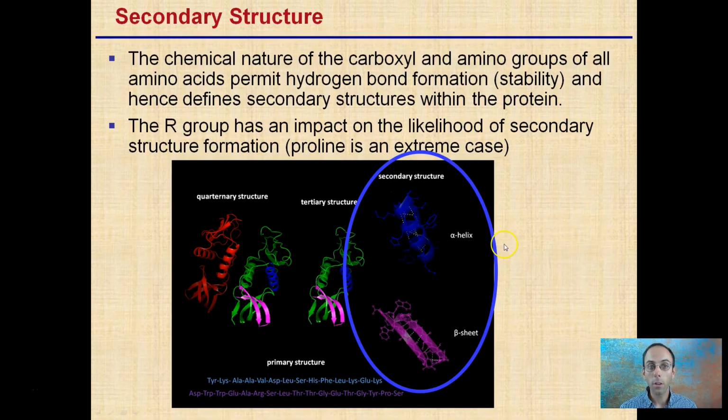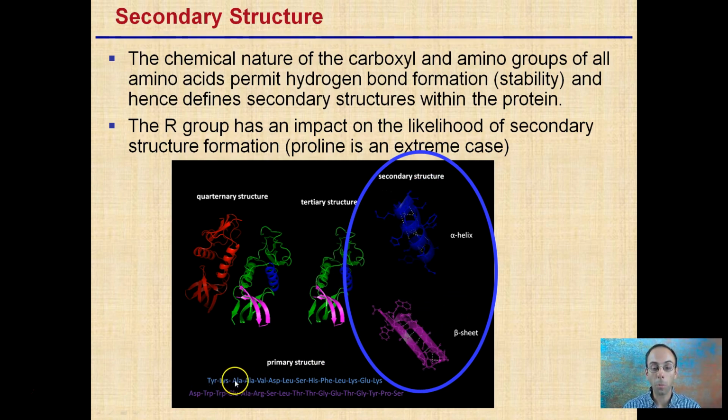So that secondary structure is the chemical nature of the carboxyl and amino groups of all the amino acids. This permits the hydrogen bonding to form. This is causing these molecules to become more stable. Hence, this defines the secondary structure within a protein. And as we see here, alpha helix and beta sheets. The R groups, or the variant group, is what impacts the likelihood of secondary structure formation.